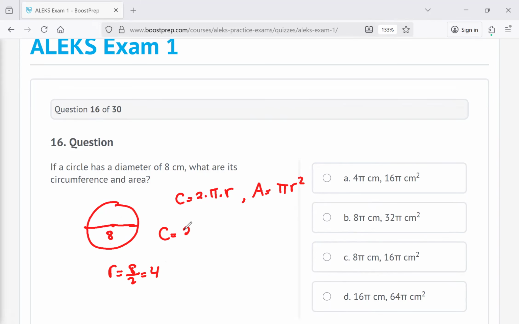So it's going to be 2. So we can find our circumference: 2 times pi times my radius, which is 4. And that gives me a circumference of 8 pi.